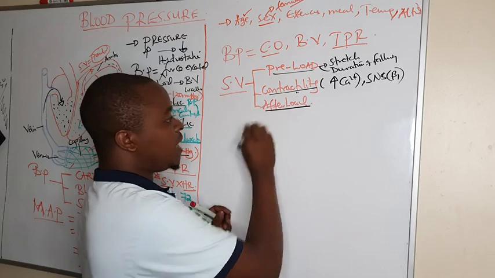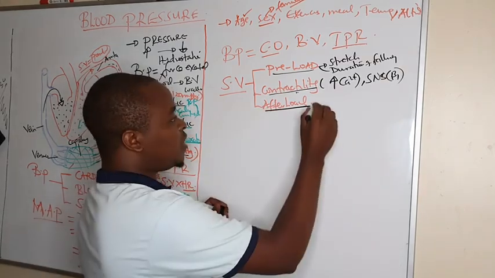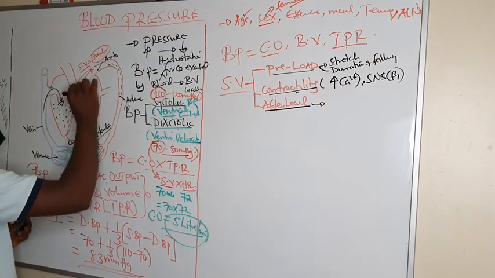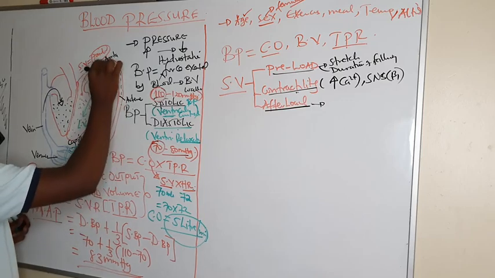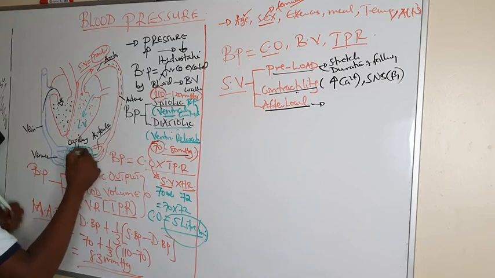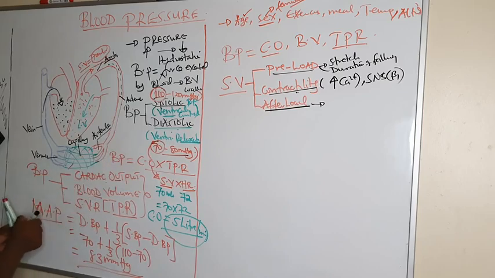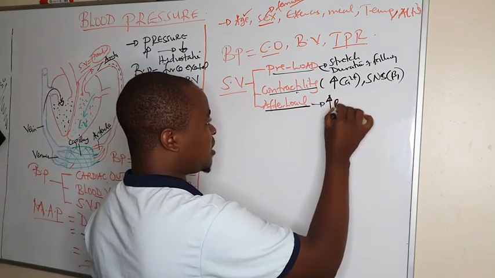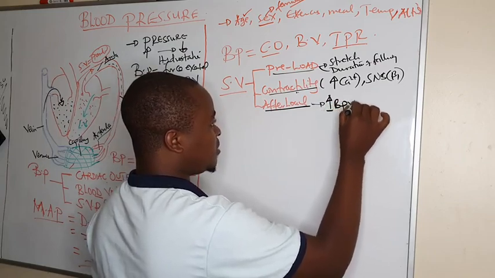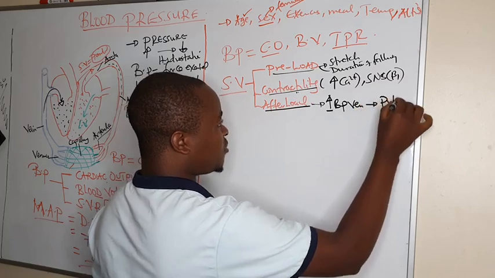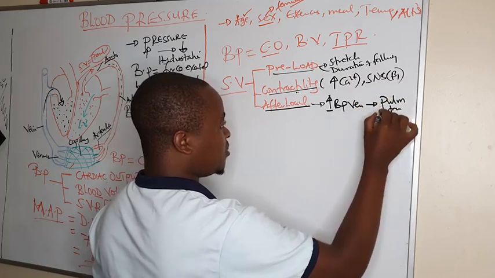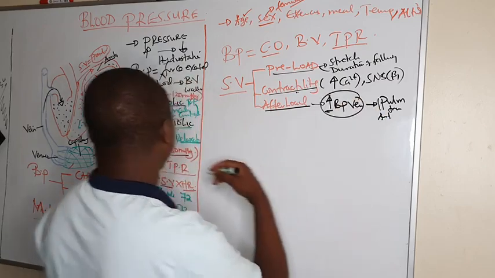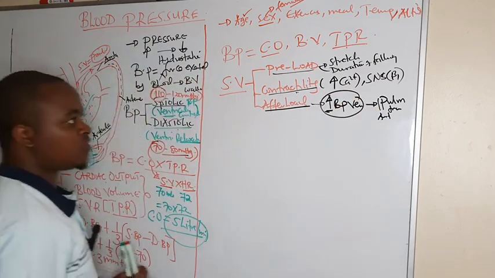Then the last one is the afterload. Before this blood is pumped from the aorta into the arteries and other parts, there is pressure in the ventricles. The blood pressure in the ventricles must exceed the pressure in the pulmonary trunk and the aorta. So when this pressure exceeds, that's when blood is able to be pumped into the aorta.